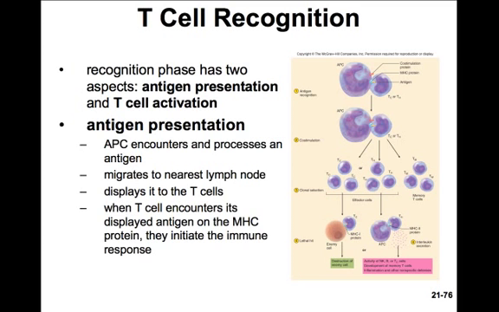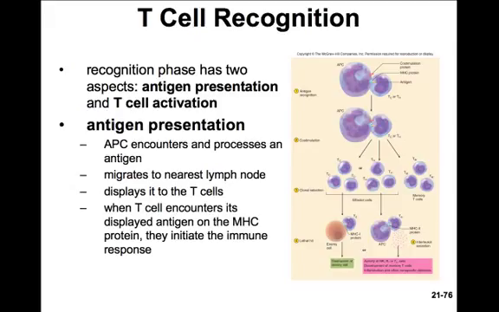So in T cell recognition, there are two phases. One is antigen presentation, and second is the T cell activation. In antigen presentation, we first have antigen-presenting cells. Remember, the antigen-presenting cells can be reticular epithelial cells, macrophages, B cells, or dendritic cells. Anyway, once one of these antigen-presenting cells encounters and processes an antigen, it migrates to the nearest lymph node. Here, it displays its antigen to the T cells in that lymph node.